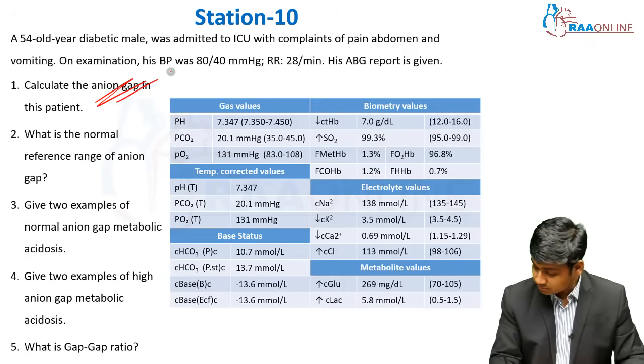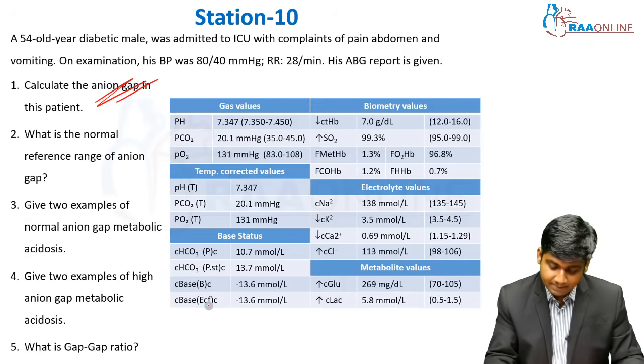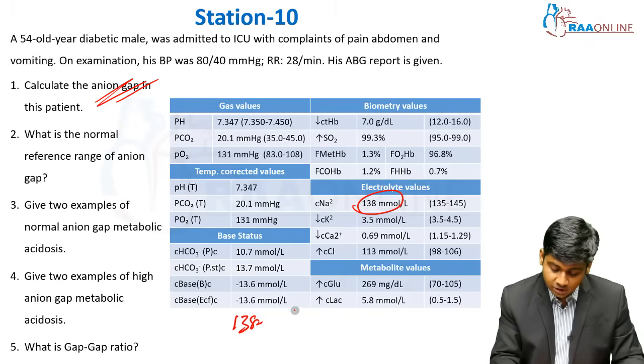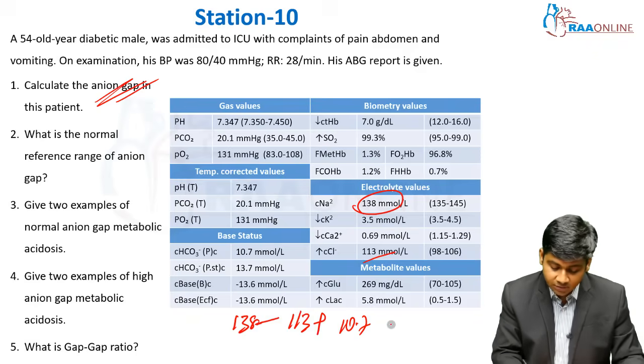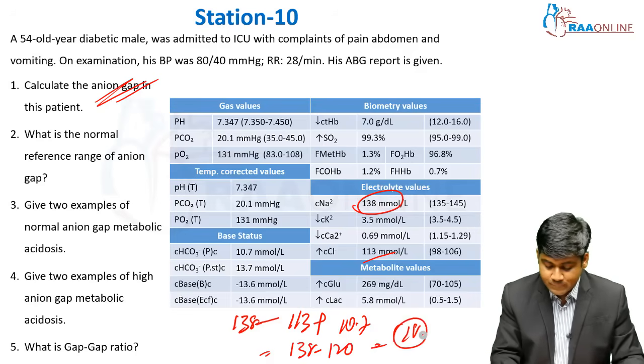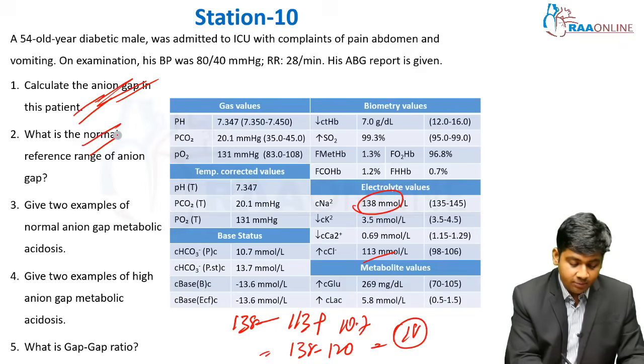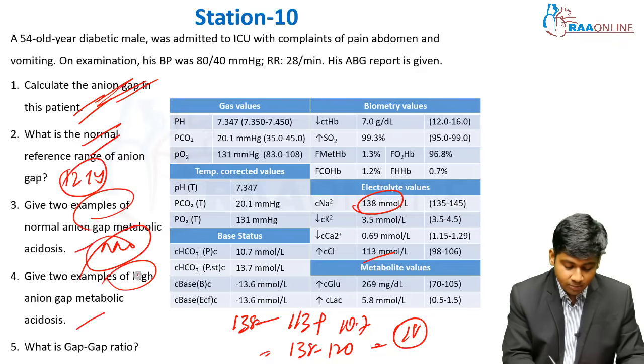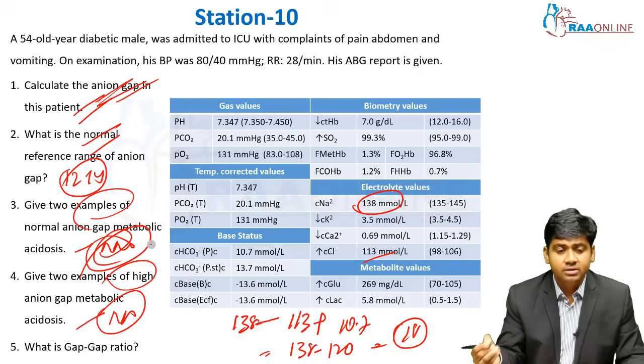ABG today we have discussed thoroughly. Calculate anion gap. Sodium minus chloride plus bicarb. Sodium is 138, chloride is 113, and bicarb is around 10.4, 10.7. So 138 minus 120, it is around 18. Normal reference of the anion gap is around 12 to 14. Two examples of normal anion gap: diarrhea. Two examples of high anion gap: methanol, paraldehyde, and normal anion gap mostly diarrhea.